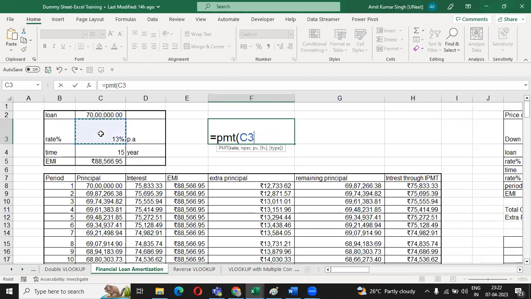The same thing you can do very easily in Excel by using PMT formula, where in PMT first you need to put the rate of interest, which is 13% per annum divided by 12. The time would be 15 years, which you need to multiply by 12. In present value of annuity, you need to put the loan amount with minus sign. Press enter, you'll get the answer.